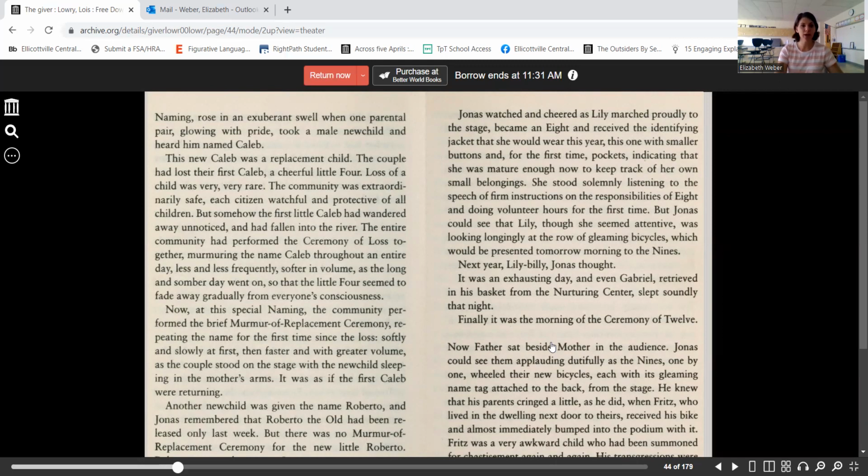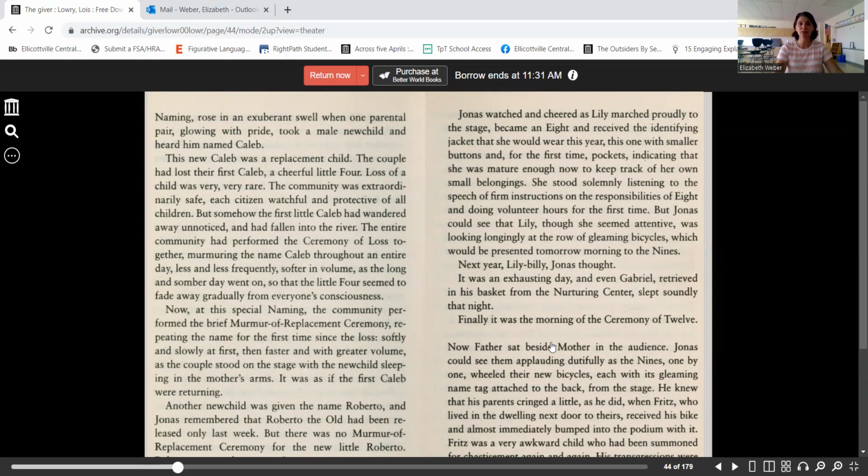The entire community had performed the ceremony of loss together, murmuring the name Caleb throughout an entire day, less and less frequently, softer in volume as the long and somber day went on, so that the little four seemed to fade away gradually from everyone's consciousness.